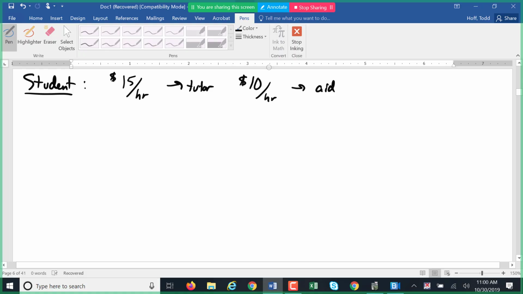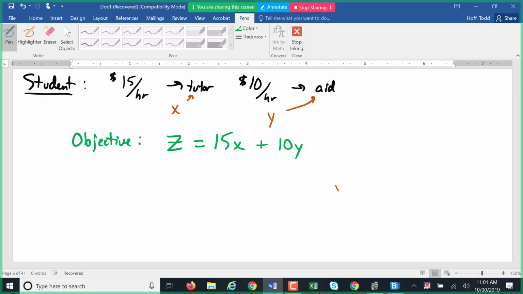So we're going to let X be the number of hours worked as a tutor, and Y be the number of hours worked as an aide. So our objective function here, which is the amount of money this student earns, Z is equal to 15 times X plus 10 times Y. $15 an hour times the number of hours spent tutoring, plus $10 an hour times the number of hours working as a teacher's aide.